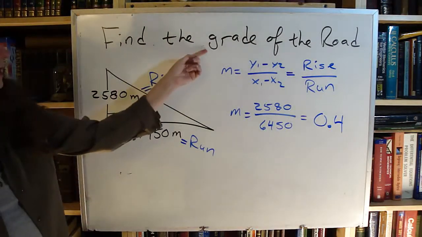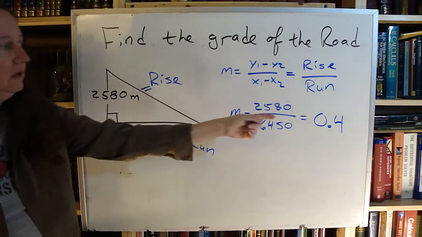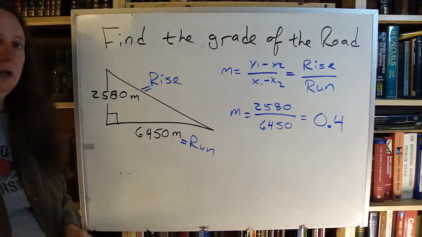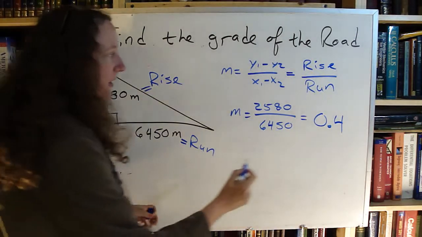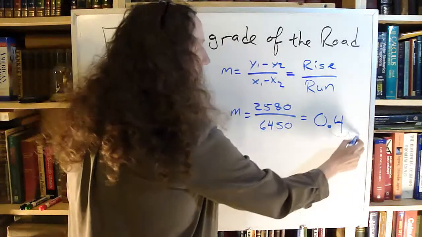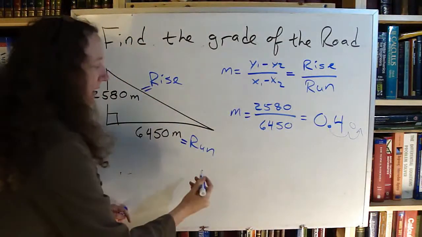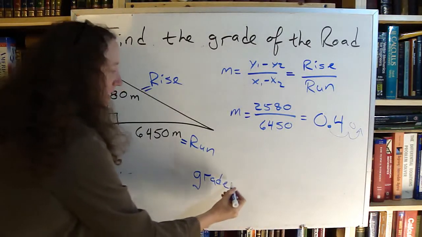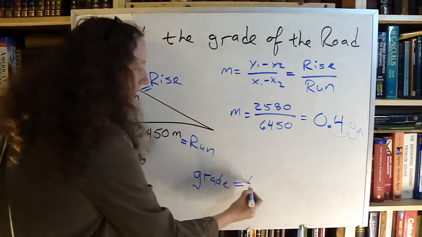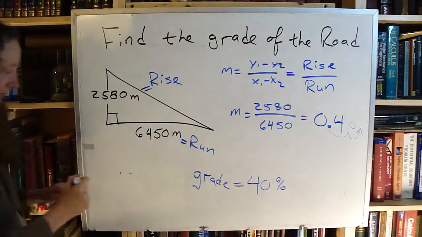Now, because we're talking about the grade of the road, we have to turn that decimal number into a percent. So I pick up my decimal point, move it 2 places, add my 0 in there, and I get my grade is 40%.